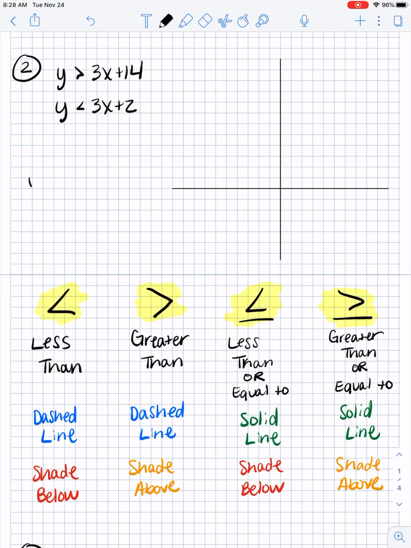So if you think about y equals mx plus b, we always start with our b value, that's the y-intercept. This is like our starting point. From our b value, we use the slope to get the rest of our points, okay?